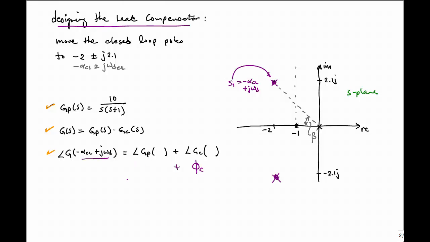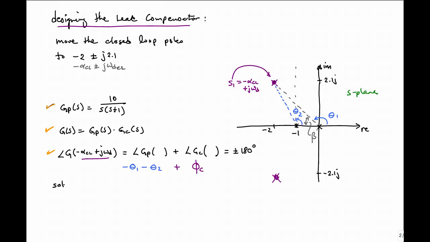And for the angle of GP, we've seen before that we add up the angle contributions from each pole and each zero. In this case we have no finite zeros, so we have a pole at the origin, we'll call that theta 1, and a pole at -1, we'll call that theta 2. So we have minus theta 1 minus theta 2 plus phi, and this must all equal an odd multiple of plus or minus 180. So I'll just write it as plus or minus 180.